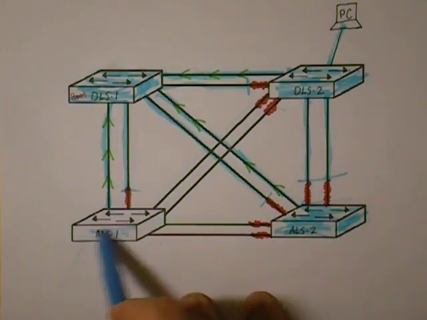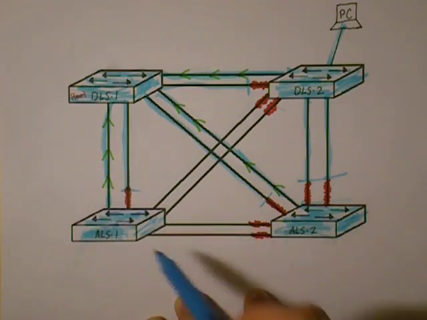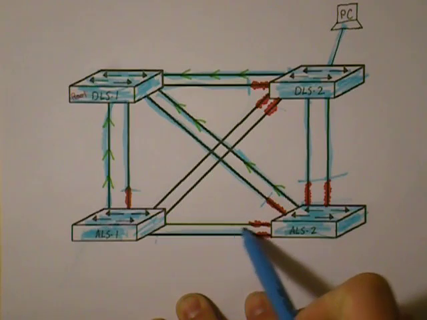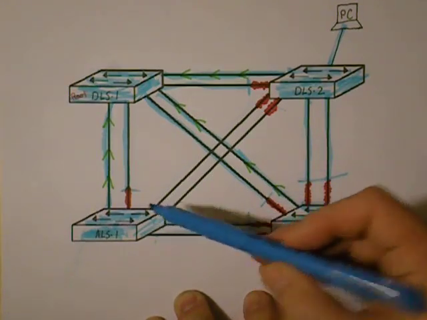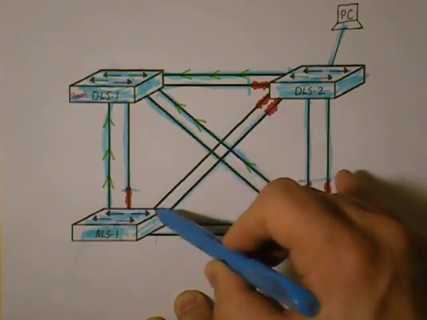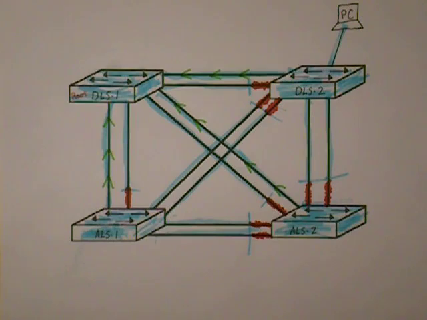And ALS1 gets it. Ships it out these ports. But they are not listening. And ships it out these ports. But they're not listening. And yep, Spanning Tree Protocol really works.